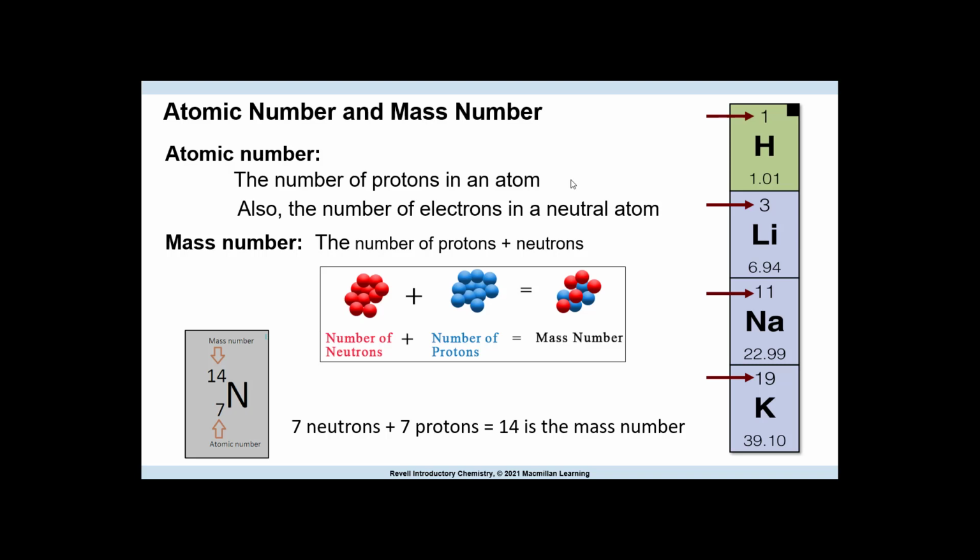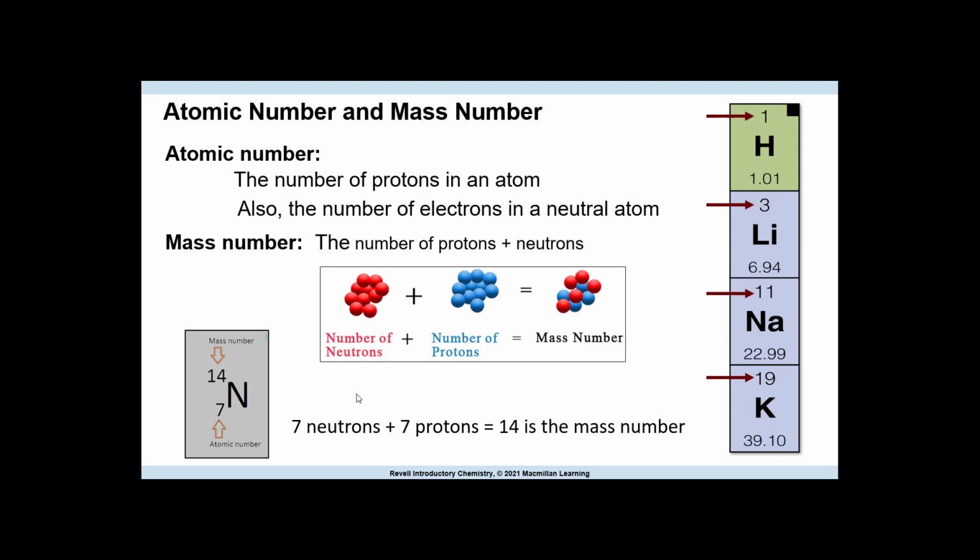Mass number. Mass number is the number of protons and neutrons. If we look at these numbers underneath, these are the mass numbers. These will help you determine, and I'll get into this later, you add the number of neutrons up, you add the number of protons up, and that gives you the mass number. Remember, most of the mass has to do with the neutrons and protons.